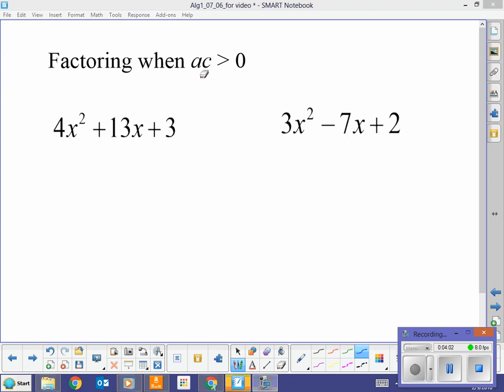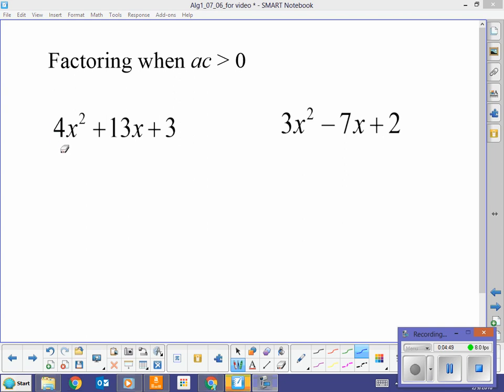The first one says factoring when a times c is greater than 0. So 4 times 3 is positive, right? 3 times 2 is positive. In this case, we have a negative b term. In this case, we have a positive b term. Well, the first thing we want to do is basically guess and check. So this is how this works. I've done this many years now, and to me, this is the best method. You're going to see all kinds of charts and boxes and things like this. To me, this is the best way to do this, and it is guess and check. It doesn't always work, so you're going to have to try a couple of different ways.